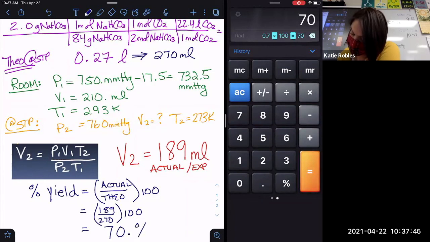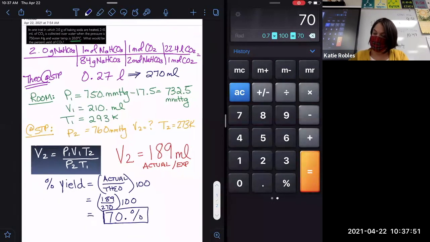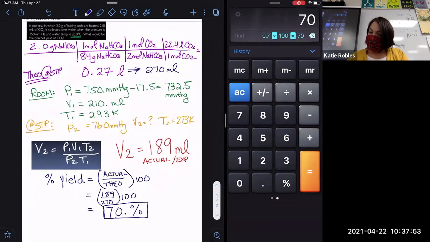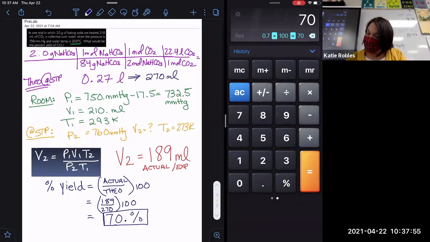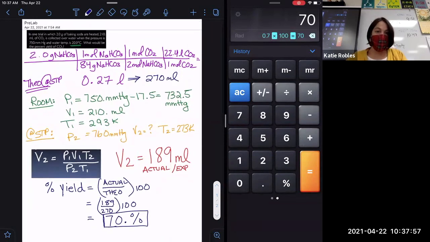And I'm maintaining my sig figs all along. I do end up with 2 sig figs because of that 270. All right. They're evil. They're long. There's a lot of things to think about when you're doing these, but they're definitely doable.